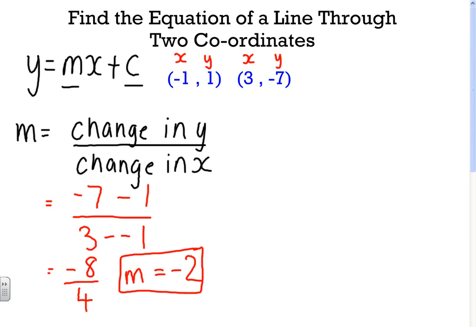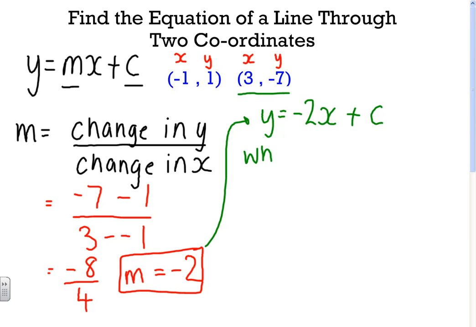Now I can use this information, taking it back to y equals mx plus c and substituting it in. So I've got y equals -2x plus c. So you can see that all I need to find now is my y-intercept. And I can do that by choosing one of my coordinates. So if I choose 3, -7, I know that when x equals 3, y equals -7.